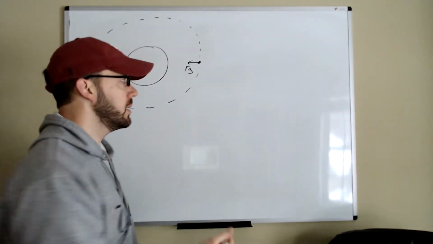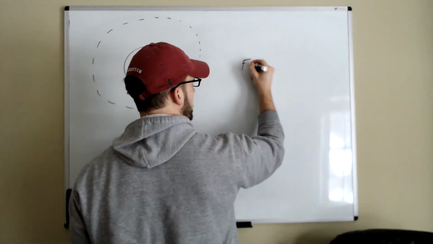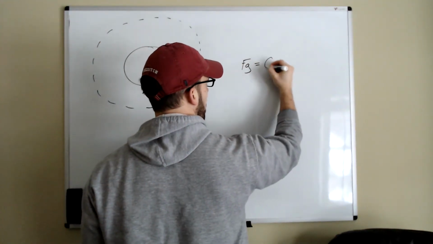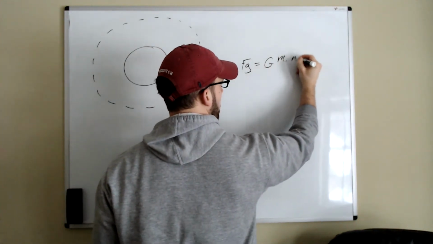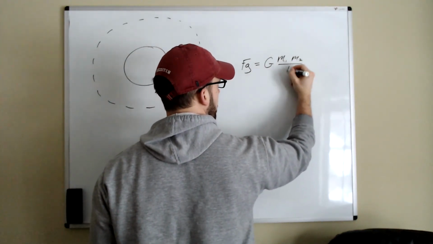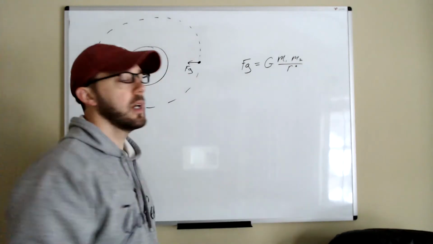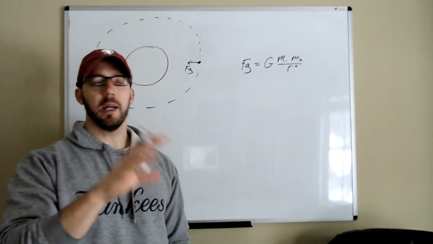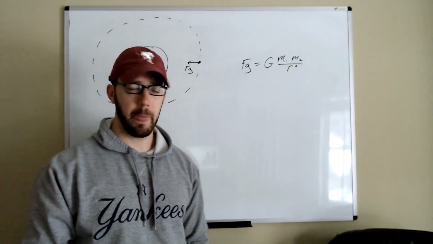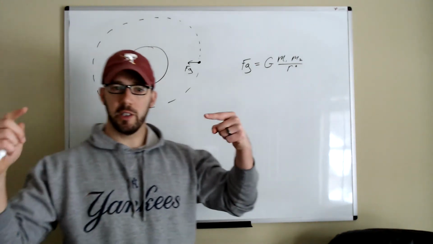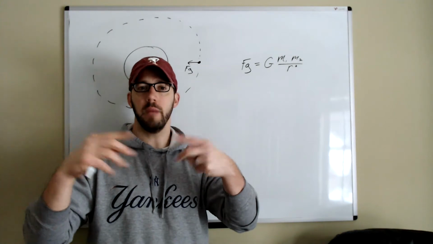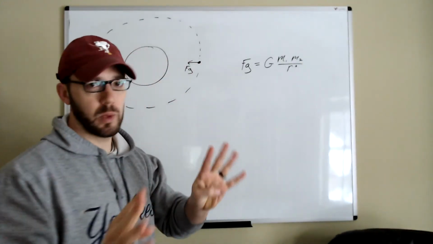That something new is an equation that looks like this. Force of gravity equals big G, M1, M2, all over R squared. That's called Newton's law of universal gravitation. Here's what you need to know about it. This equation will tell me the gravitational pull of any two objects. Any two objects.